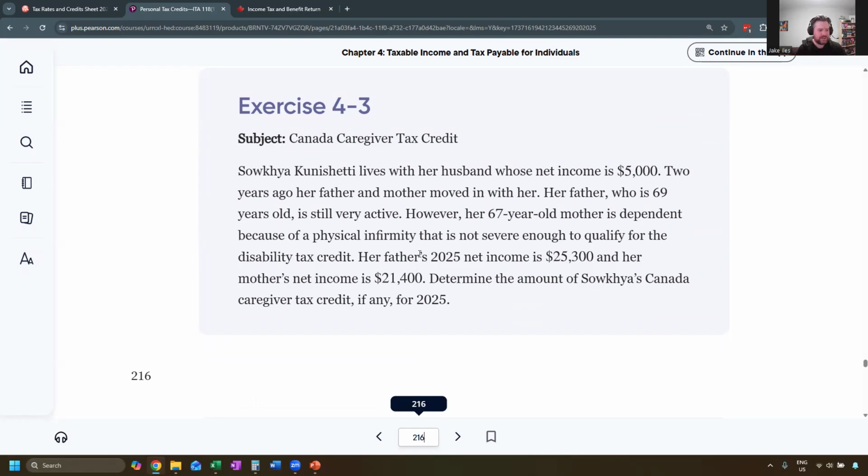Her father's 2025 net income is 25,300. Her mother's net income is 21,004. So despite her infirmity, the mother is generating income. Determine the amount of Saukya's Canada Caregiver tax credit, if any, for 2025.